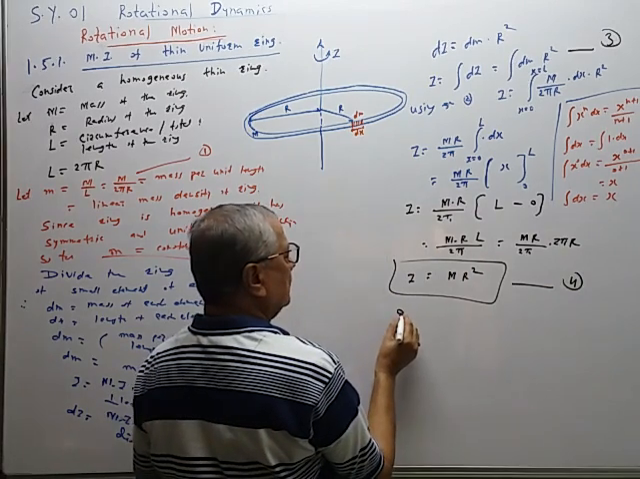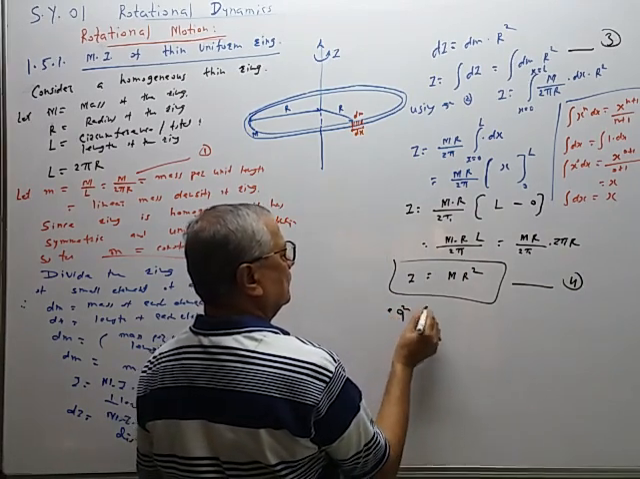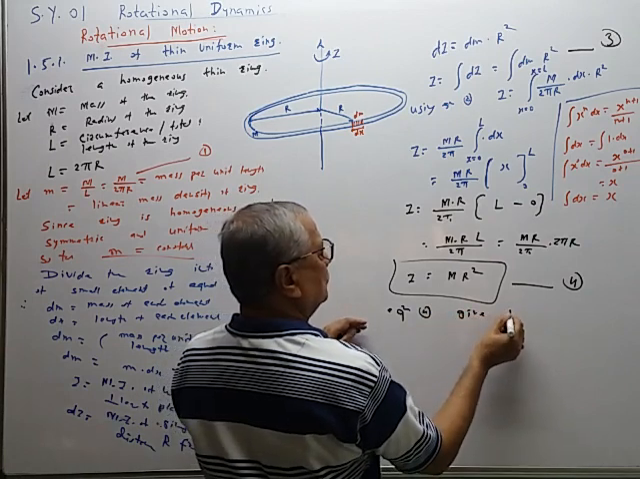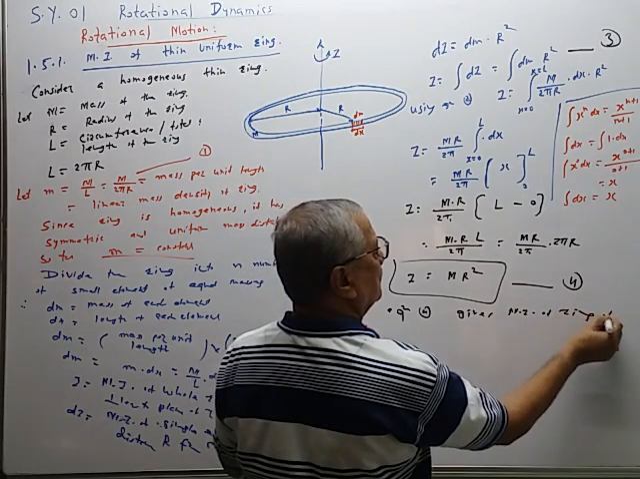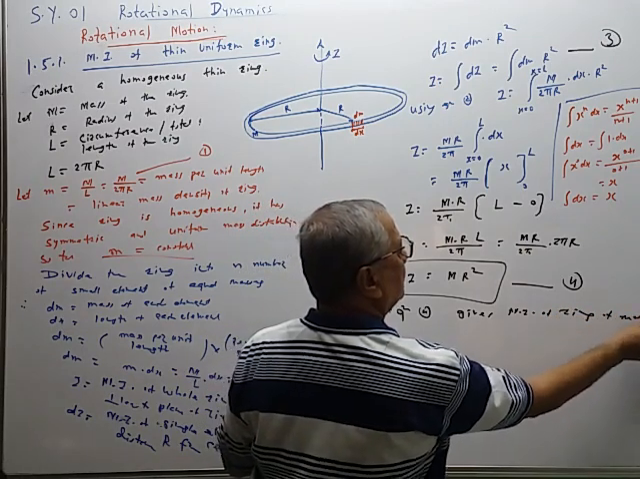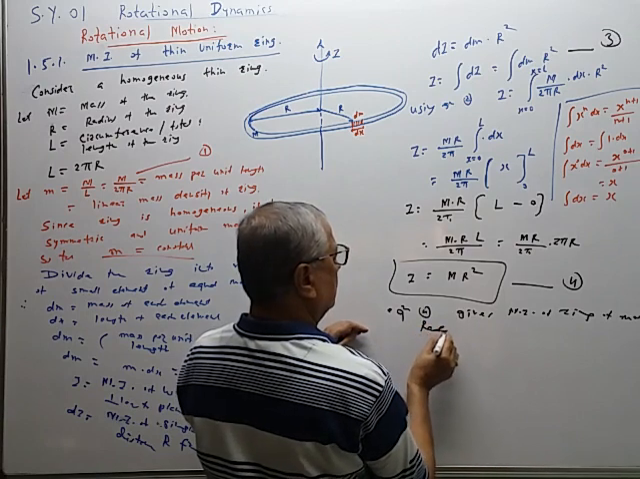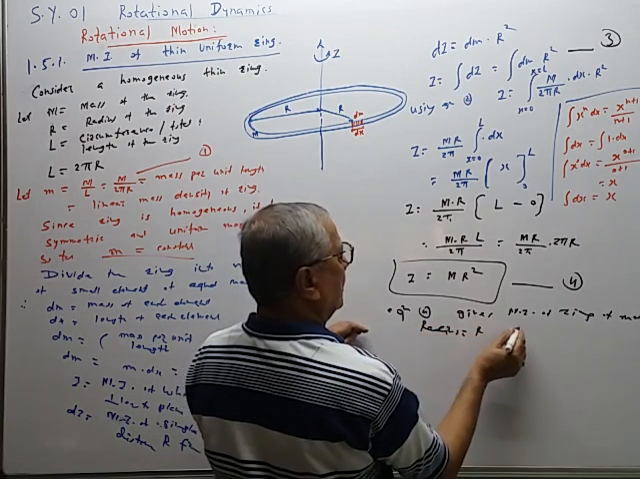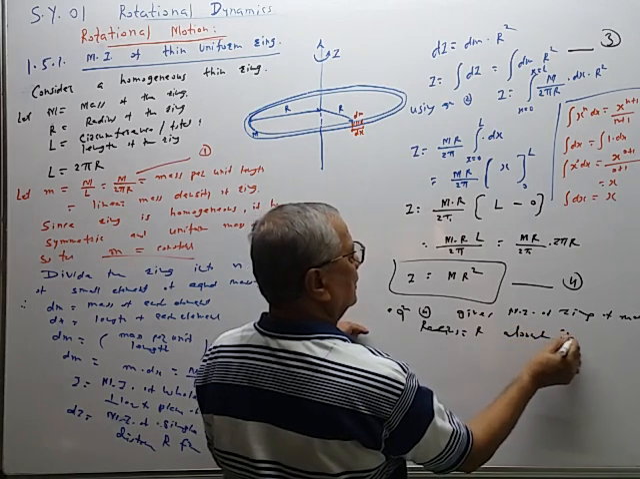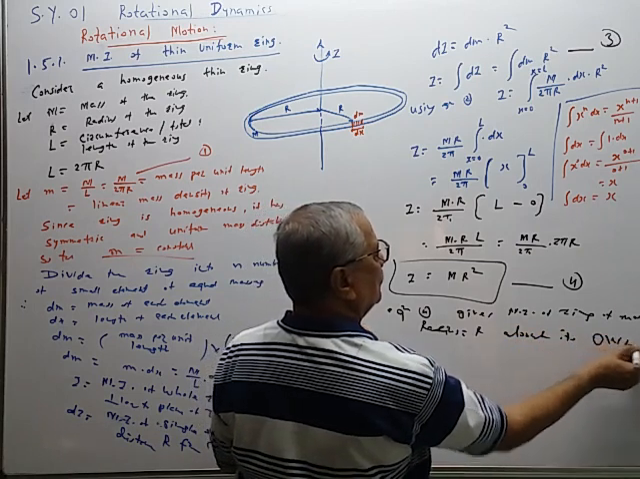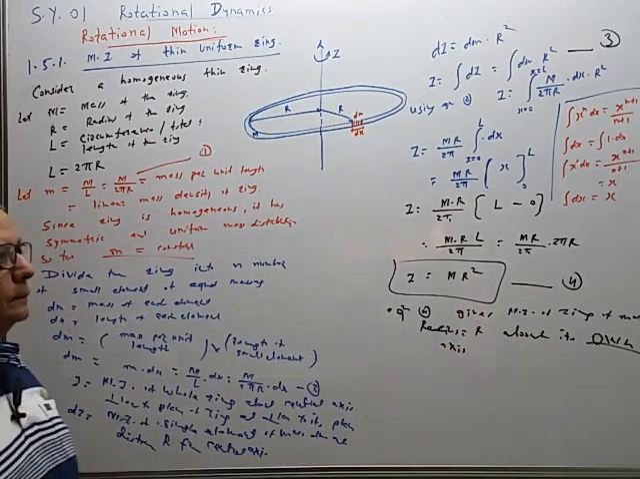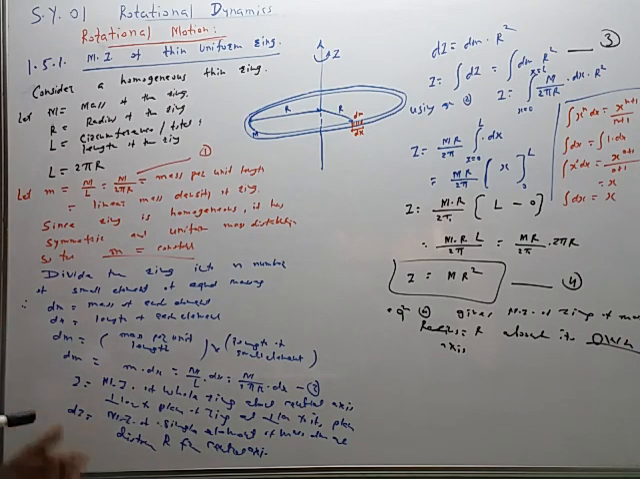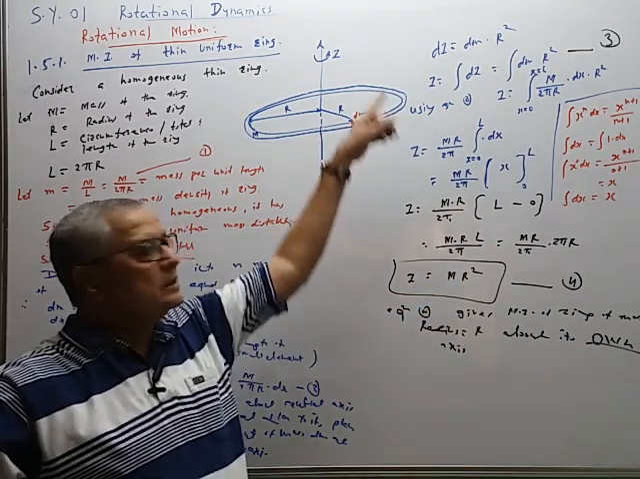This is equation 4. So equation 4 gives the moment of inertia of a ring of mass m, radius r, about its own axis. Own axis means the axis of symmetry, like this. So the moment of inertia of the thin ring of mass m and radius r is given by this. So this is the integration method.